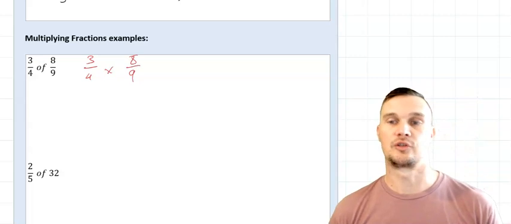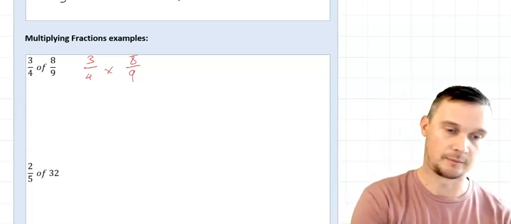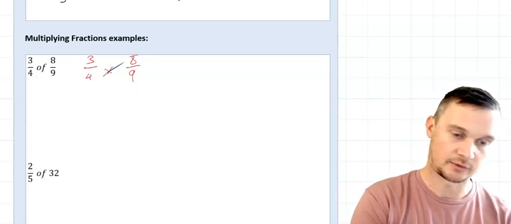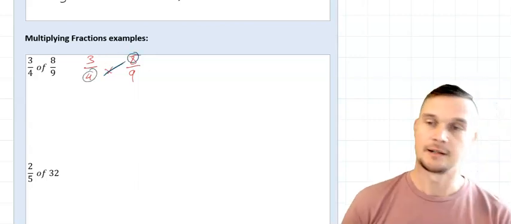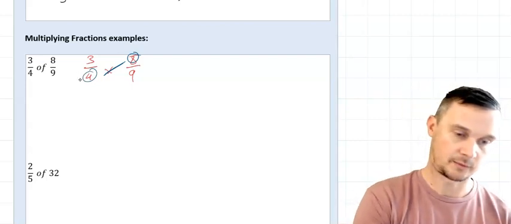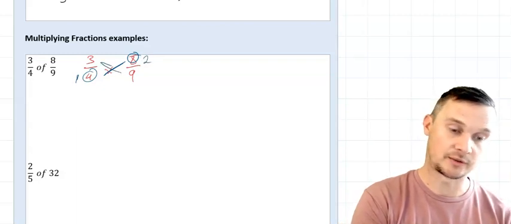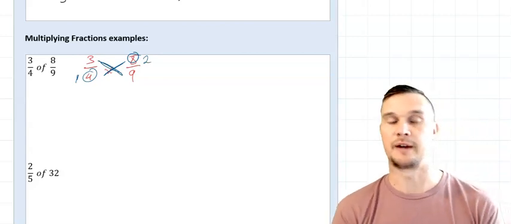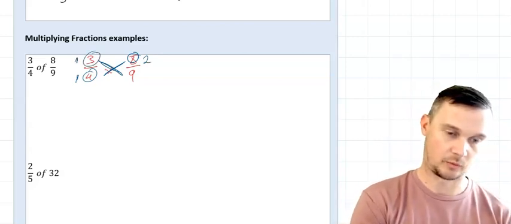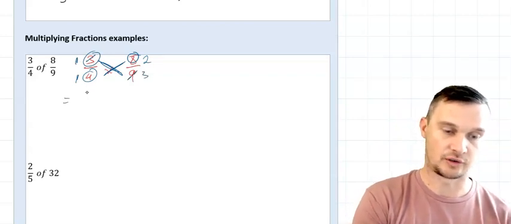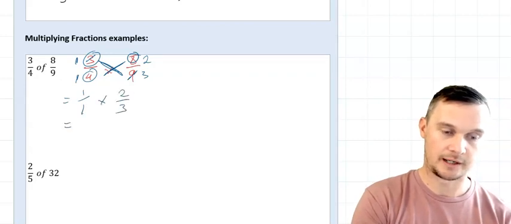I'm going to look for my opportunity to cancel now, and I know I can work in both directions. So I'm going to change my color here just for visuals. I know I can cancel diagonally here because 4 and 8 both have a common factor of 4. So this one will be 1 and this one will be 2. And I also can cancel this way because they both have a common factor of 3. So this one will be 1 and this one will be 3.